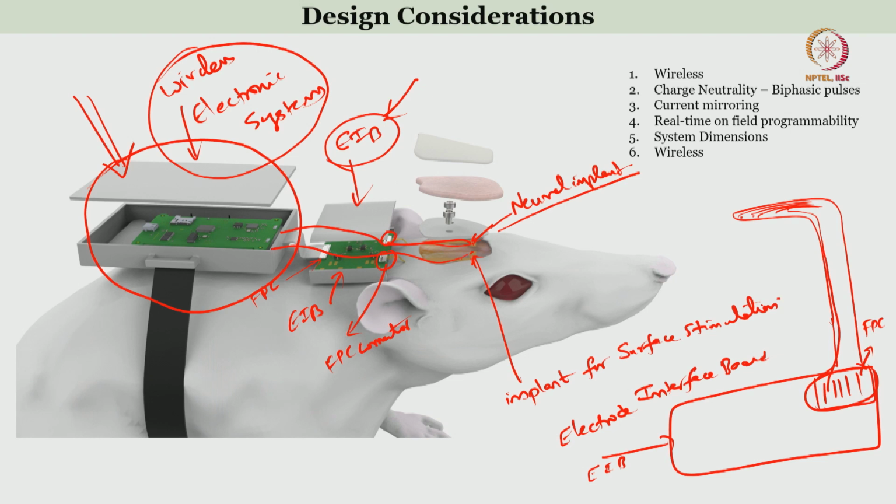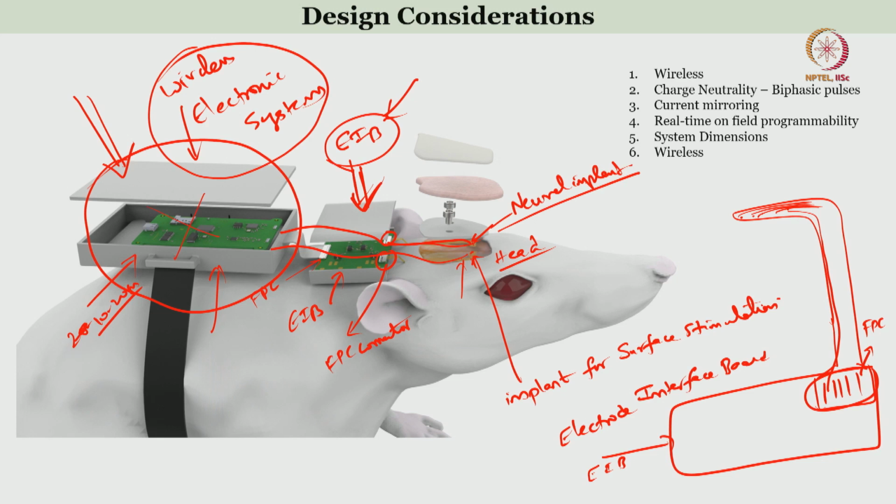Why we do not do that is because of the weight of this. Imagine this is on the head of the rat, and it is around 10 to 20 grams, the weight of this entire board. So, we do not want to keep it on the rat's head, it will be very heavy. That is why we connect it as a backpack, and there is an electrode interface board. Now, one more advantage with the electrode interface board is, suppose you do not want to use this electronic system, you want to use something else.